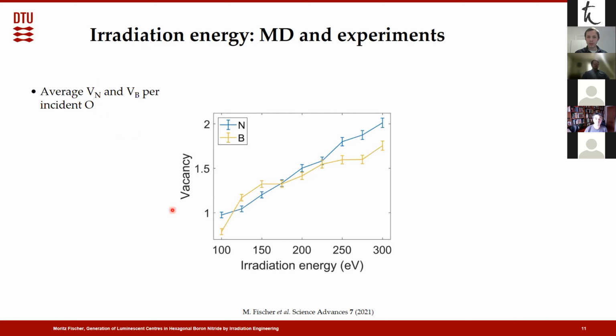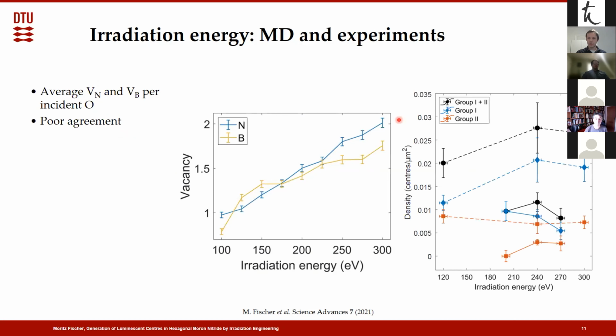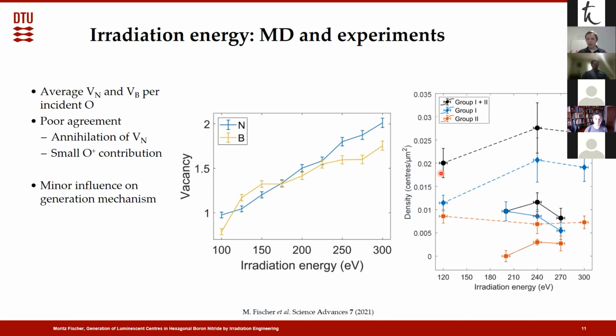What molecular dynamics predicts is a linear increase with irradiation energy. If we compare this to our experimental results, even if you take batch 2, the linear increase is not as strong as predicted by the molecular dynamics simulations, and we also provide possible reasons for this. One is that during thermal annealing in nitrogen, the nitrogen vacancies are easily annihilated simply by splitting off a nitrogen molecule on the surface of the hBN. Then we also have a small positive oxygen contribution in our plasma, which cannot be simulated by molecular dynamics simulations. But overall, we see that the influence of the irradiation energy on the generation mechanism is minor.